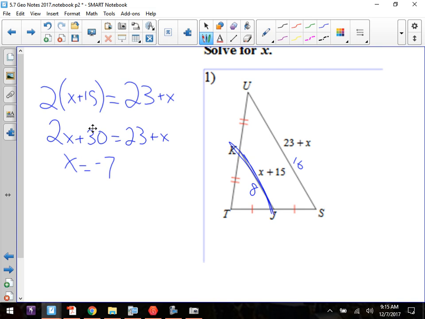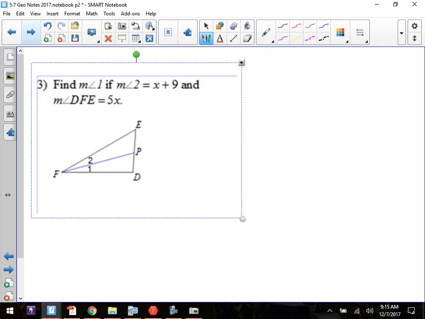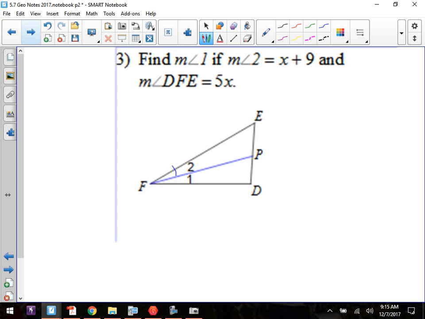Good. Now, this one here, those are angle bisectors. Find the measure of angle 1 if angle 2 is x plus 9 and DFE is 5x. Well, remember, angle bisectors do what? Yeah, the angle bisectors equal each other, but remember they cut the larger angle into two equal parts. If you double an angle bisector, you get the whole, don't you?